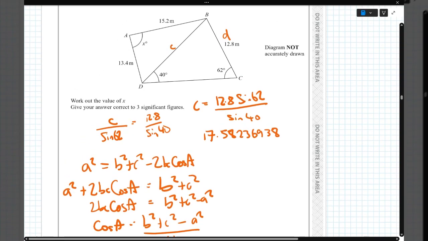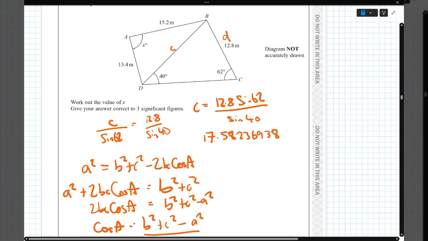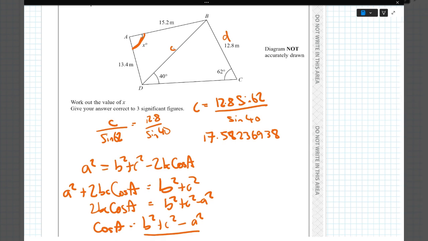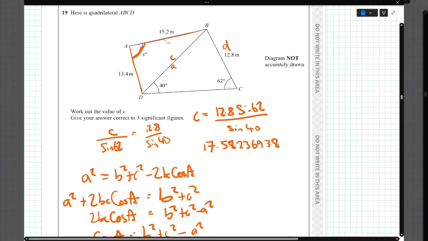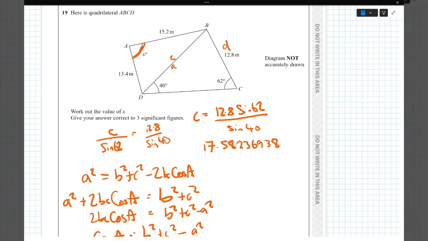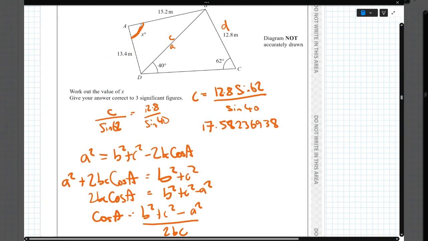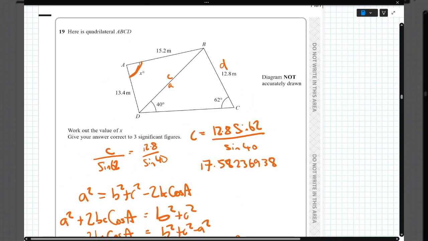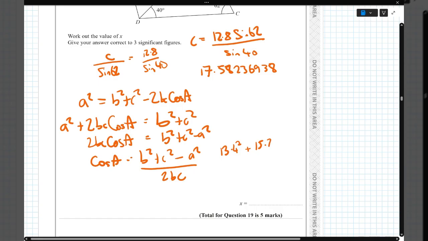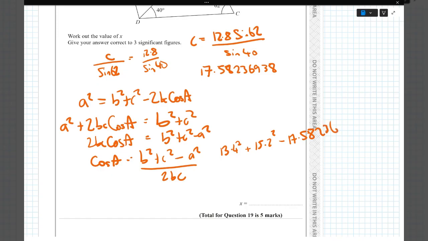Okay, so the next thing is I'm looking for x. So now this isn't going to be little c anymore, this is going to be little a for the context of this question. And then these two will form b and c. It doesn't matter which way around they go. All right, so 13.4 squared plus 15.2 squared, take away this answer 17.58236938 squared, all over 2 times 13.4 times 15.2. Okay, let's get this in the calculator.